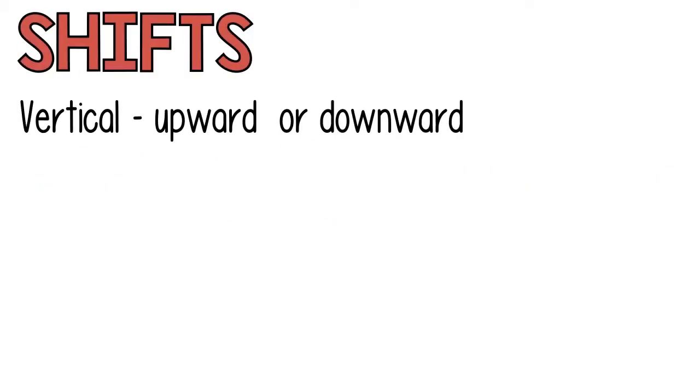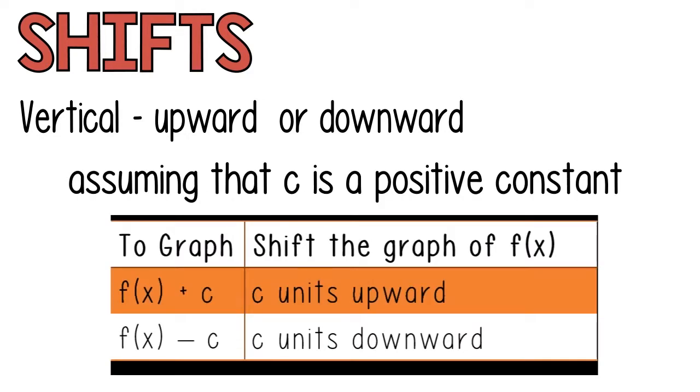Transformations happen to a graph when there are shifts, either vertical or horizontal or both. A vertical shift happens when the graph moves vertically, either up or down. Here is a guide table for graphing, assuming that C is a positive constant. So, if the operation is addition, the graph will move C units upward. But if the operation is subtraction, the graph will move C units downward.